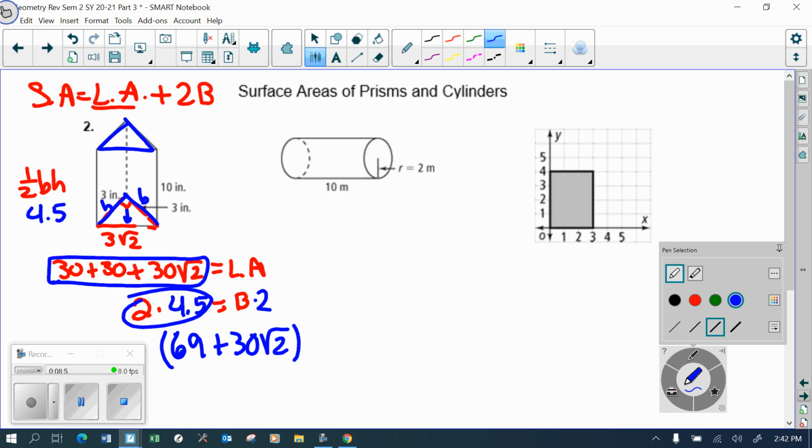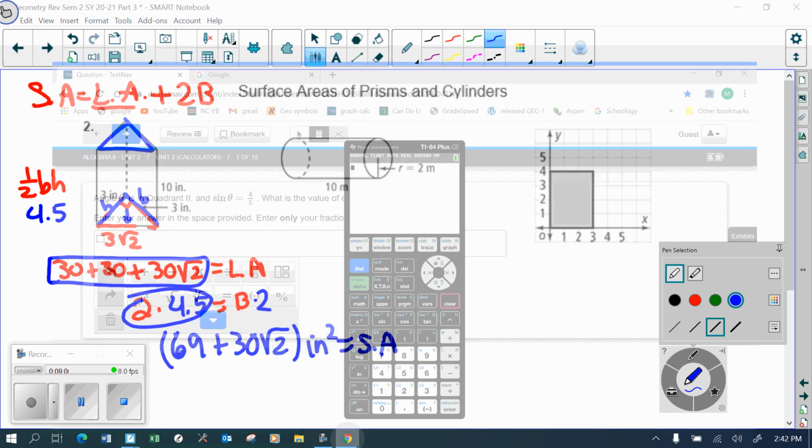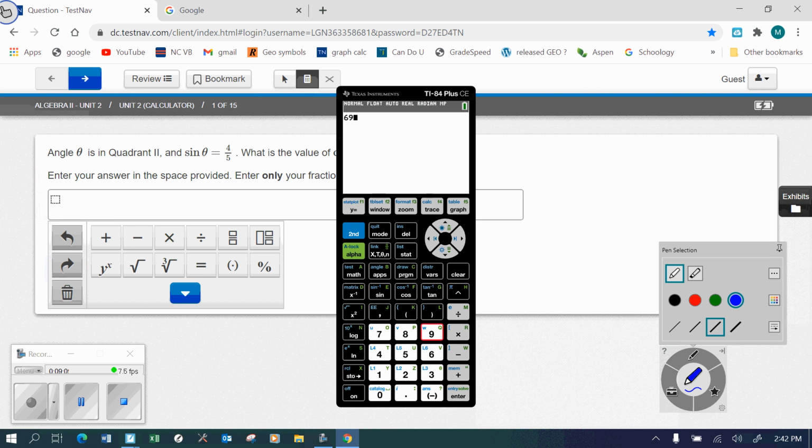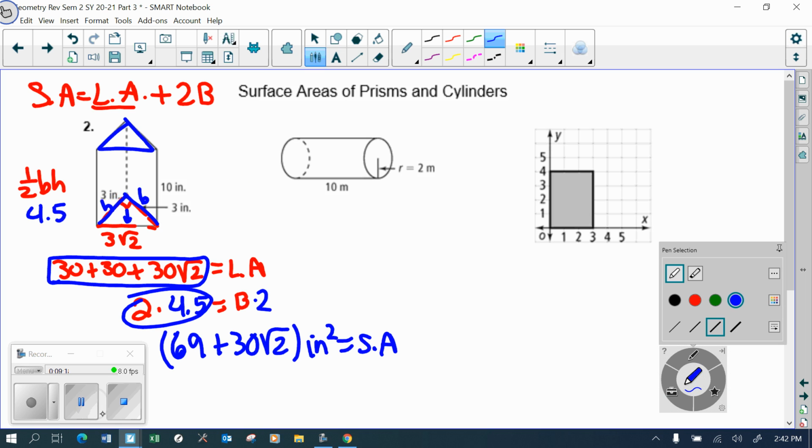And since it's area, it's units squared, and the units are square inches. So there's the surface area. That's the exact surface area. Now, usually on these sheets, I'll say round to the nearest tenth. So then I'd plug that in the calculator. I have 69 plus 30 root 2. Hit the right arrow to get outside of that. Add it, I get 111.4. Okay, so approximately equal to 111.4 square inches.